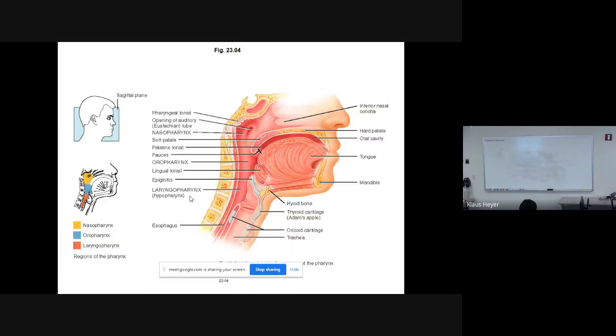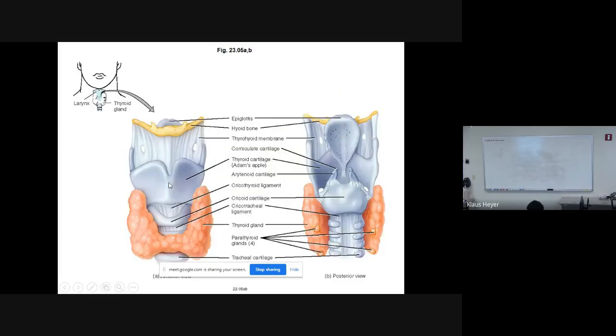So here's a side view of the larynx. Here's that little bit of the hyoid bone. That's the only bone that's not articulating with another bone. Here's your Adam's apple, the thyroid cartilage. Let's take a different look at it. Here's a frontal view of the larynx. So there's the hyoid bone. Here behind it is a posterior view. Here's the epiglottis, looking at it anteriorly.